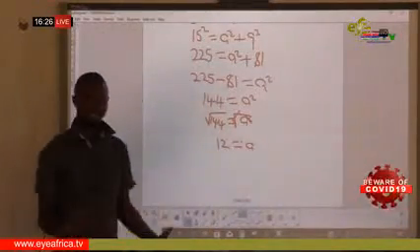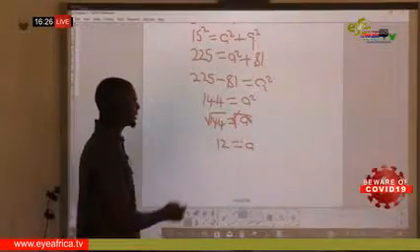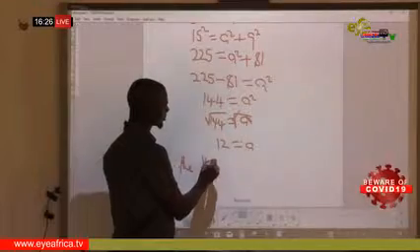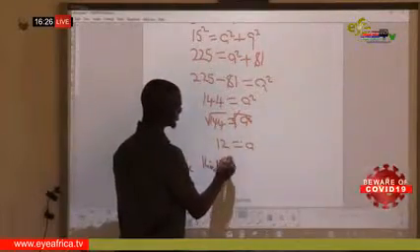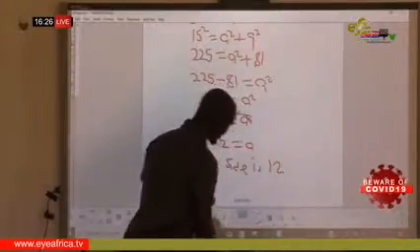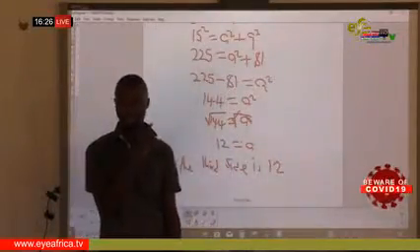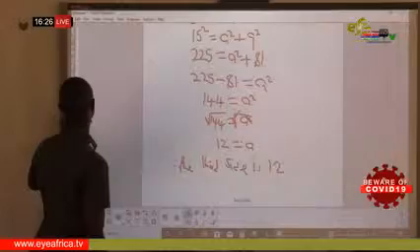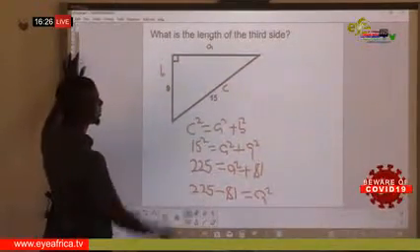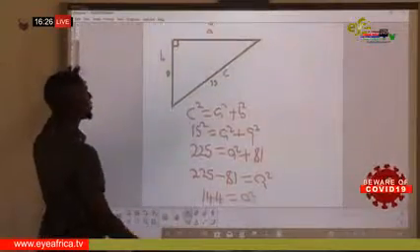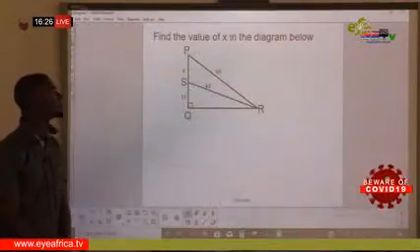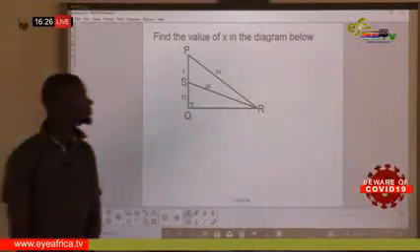You are asked to find the third side. Therefore the third side is 12. So this is the way we find the third side of that right angle triangle. It has a little difference with the first one. There you are finding the hypotenuse. Here the hypotenuse is given, and you are asked to find one of the other legs of the right angle triangle.